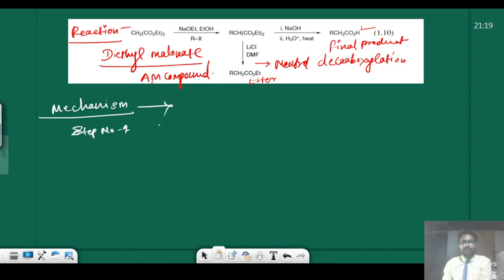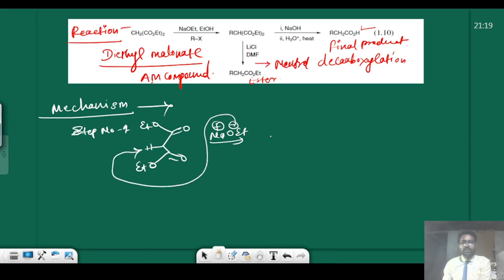So what is the active methylene compound? Diethyl malonate. So this is the diethyl malonate. Okay, so it has a proton, and in the presence of sodium methoxide, what will happen? This sodium methoxide will take the proton, same procedure, and there is a formation of enolate anion.